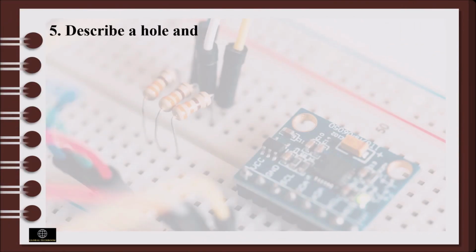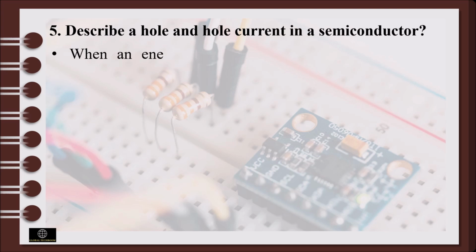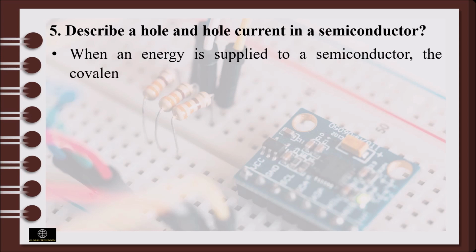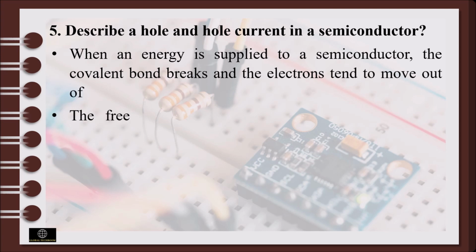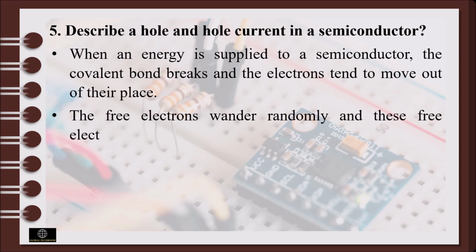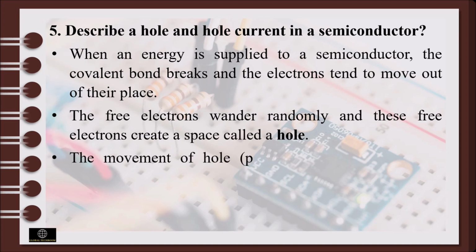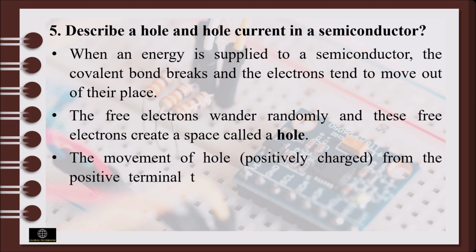Describe a hole and hole current in a semiconductor. When energy is supplied to a semiconductor, the covalent bond breaks and the electron tends to move out of its place. The free electrons wander randomly and these free electrons create a space called a hole. The movement of the hole, which is positively charged, from the positive terminal to the negative terminal through the semiconductor creates the hole current.